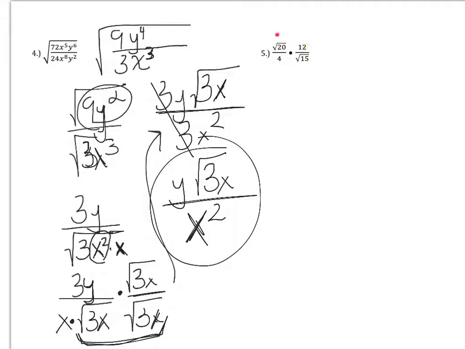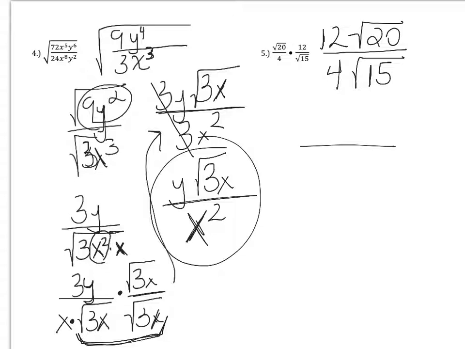So the 12, I'm going to put on the outside, so I'm going to write 12 square root of 20 over 4 square root of 15. If you wanted to try cross-canceling, you certainly could. And now I'm going to just go ahead and reduce it. So now 12 over 4 is 3, so that's 3 over 1. I'm just going to write 3. And then the square root of 20 over the square root of 15, well, you can divide the top and the bottom by 5. So I get the square root of 4 over the square root of 3.